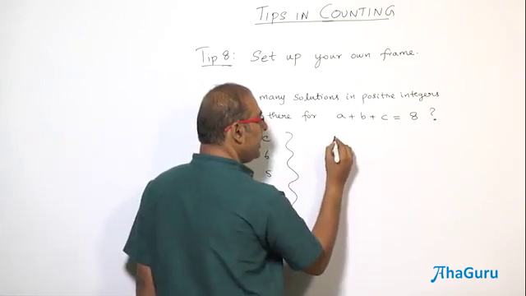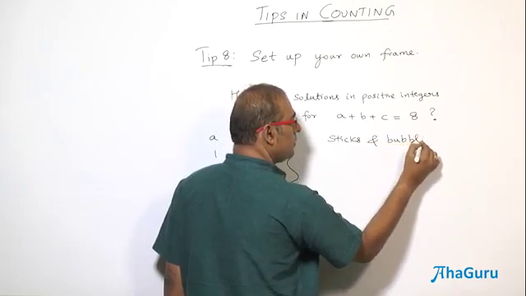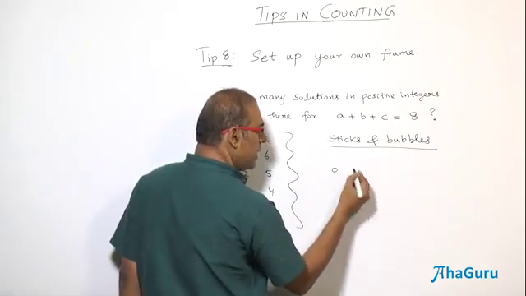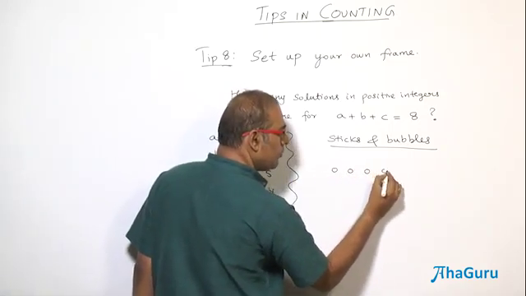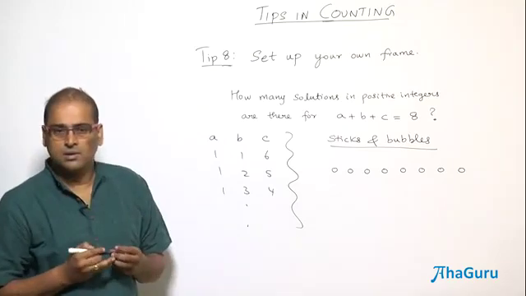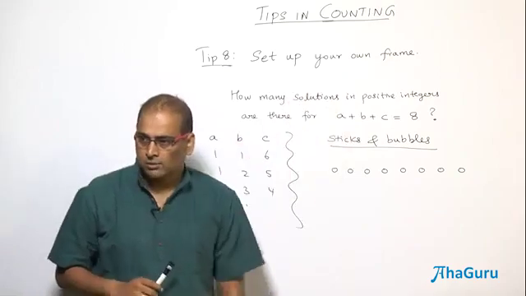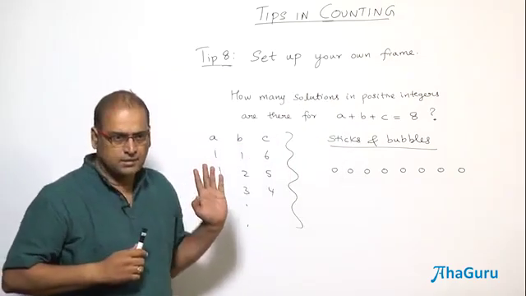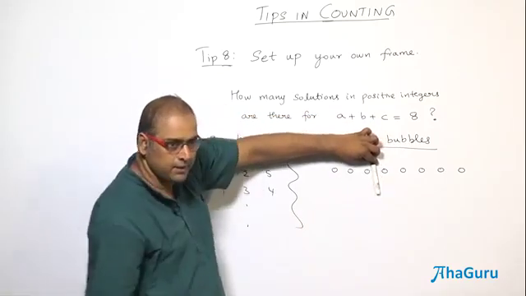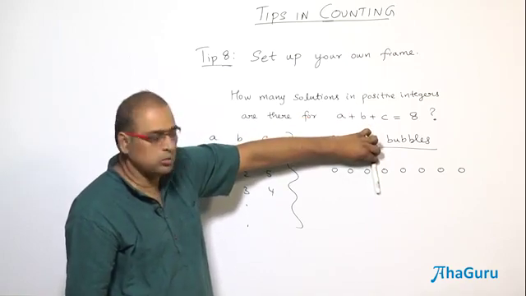I am going to use a frame, and the frame is going to contain what? Sticks and bubbles, or marbles we can take. So how many bubbles do you have? 8. Clear? Now observe, forget this question for now. There are 8. If I am going to have a break here, I can call this 2 compartments, right? So one partition is going to give me how many compartments? 2.